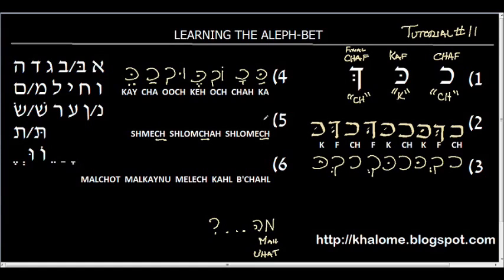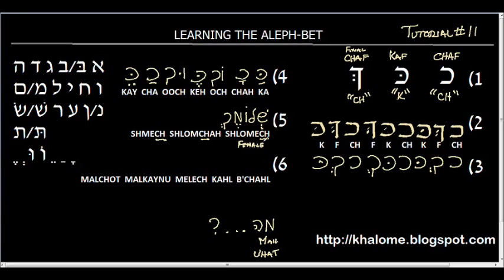So shlomech is a derivative of the word shalom, which means peace. So we're asking a person, what is your peace? In other words, how are you doing? So we'll have shlomech, and we'll put the silent shva there at the end. And this is for a female.